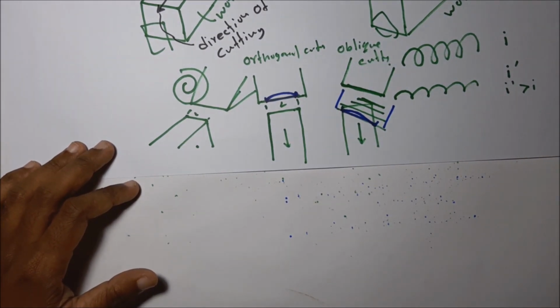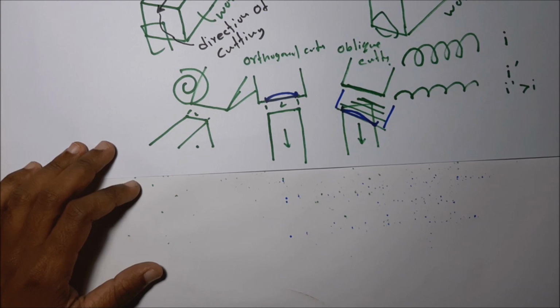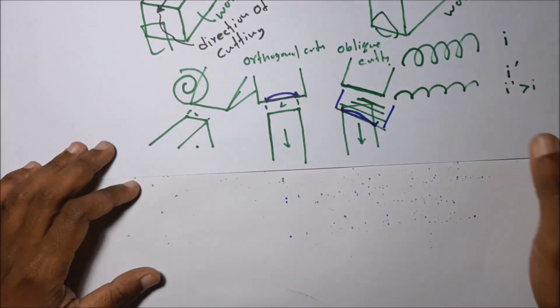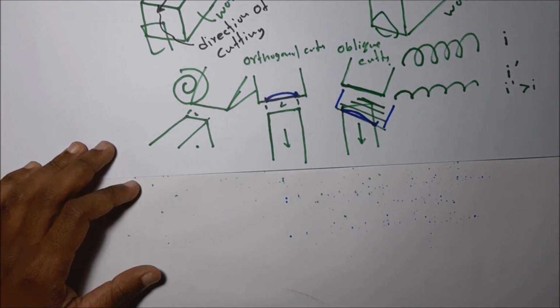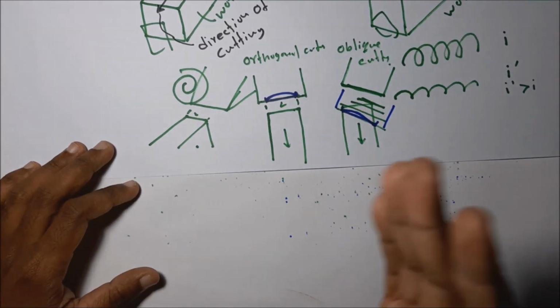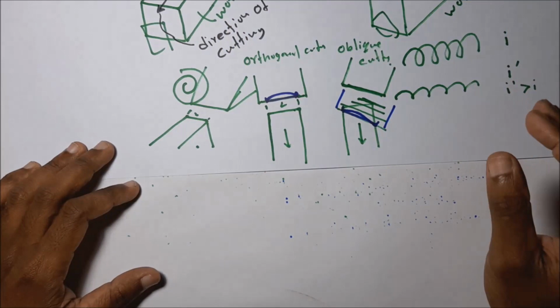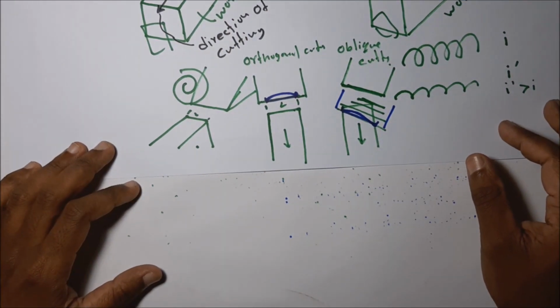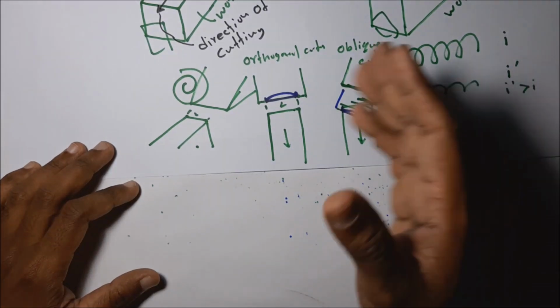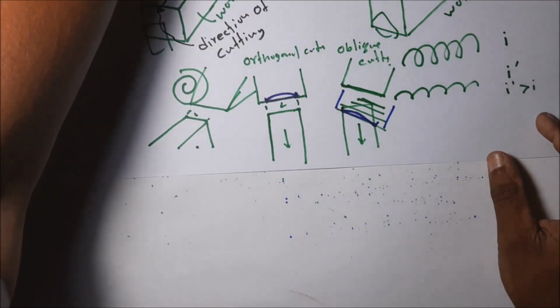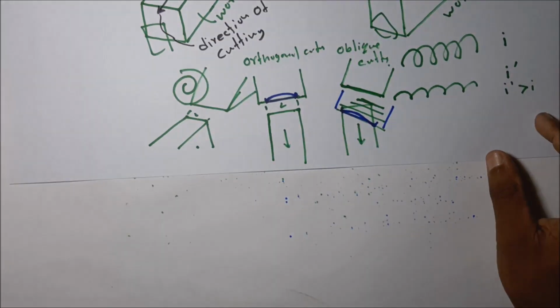Then you will experience various operations with orthogonal cutting and oblique cutting. Try to identify the orthogonal cutting operation and oblique cutting operation when you are doing the workshop practical classes. You will experience both cutting operations in your workshop practical classes.